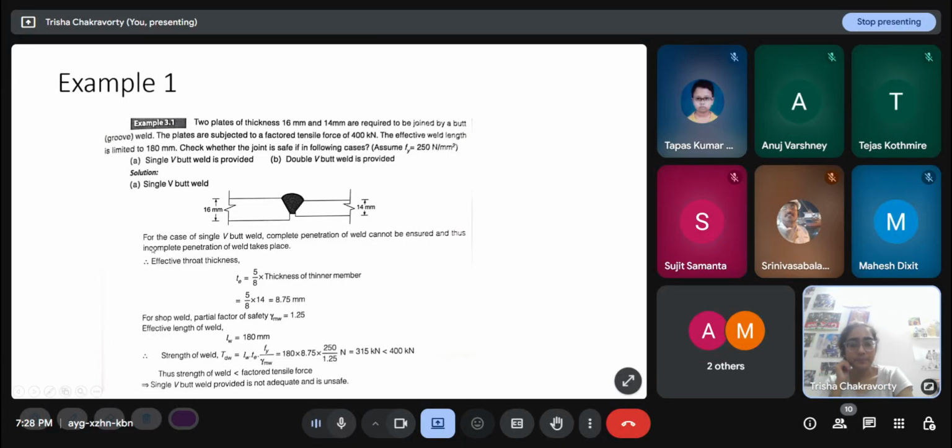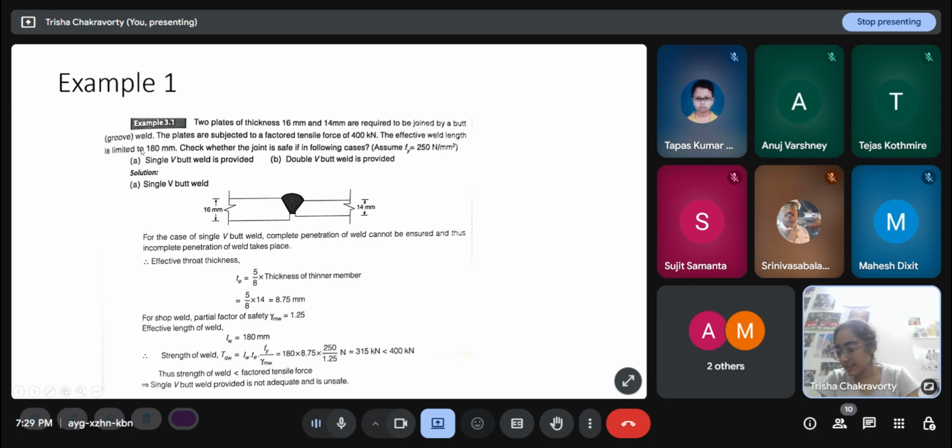For the case of single V, complete penetration of weld cannot be ensured, and thus incomplete penetration of weld takes place. So we take the effective throat thickness as 5 by 8 into the thickness of the thinner member. This provision is given in IS 800:2007. So t_e is 5 by 8 into 14, because 16 is the larger plate, but you can see that the weld cannot be larger than 14 firstly, and in case of incomplete penetration we factor it with 5 by 8, so 8.75. For shop weld, the partial factor of safety is 1.25, and the effective length of weld is maximum to be 180 mm.